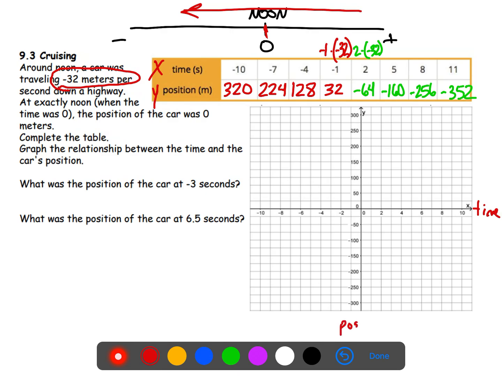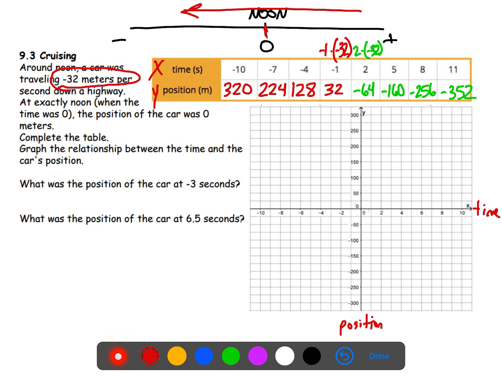This is our position on the y-axis. And our graph here is going in the positive and the negative direction on both axes. So let's put in a couple of points that I want you to try a few, and we will go from there. Now the car is traveling at a constant speed, so that should tell you, if we go way back, that this is a proportional relationship. It should be a straight line passing through the origin.